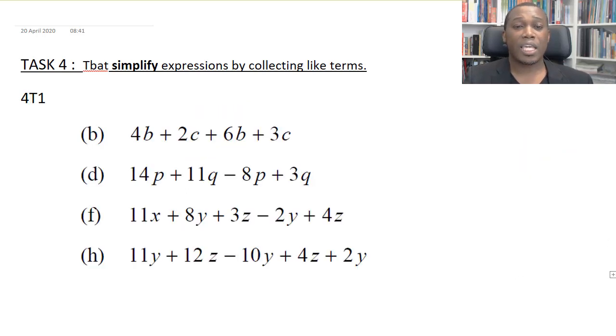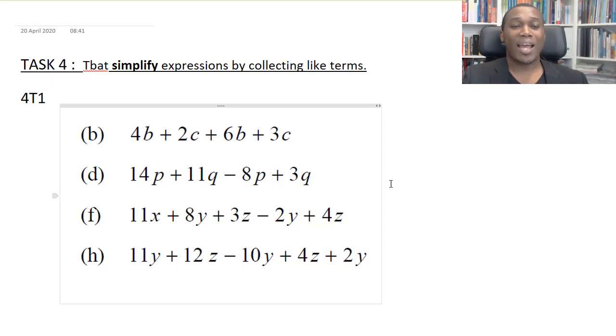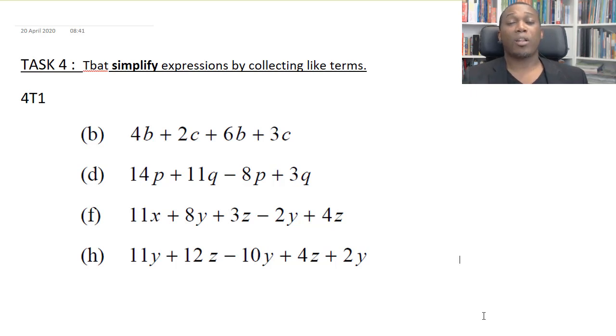Let's see. Here are 4 for you to do. I'm saying T for try. This is for you to have a go. 4 questions. Don't worry about the letters. I just did the odds, the right-hand side of an exercise. So B, D, F, and H.